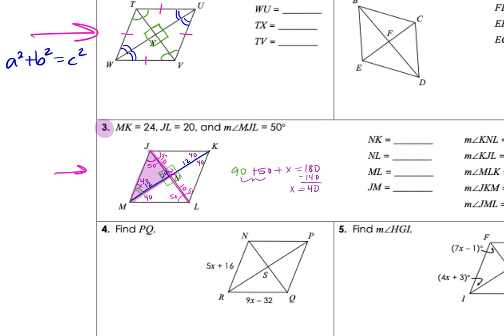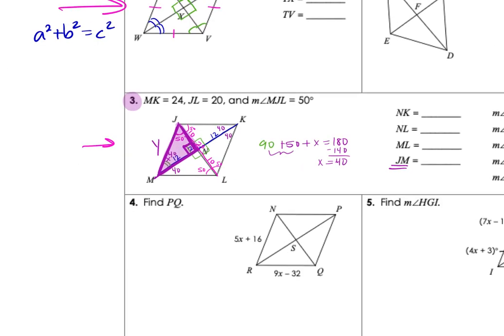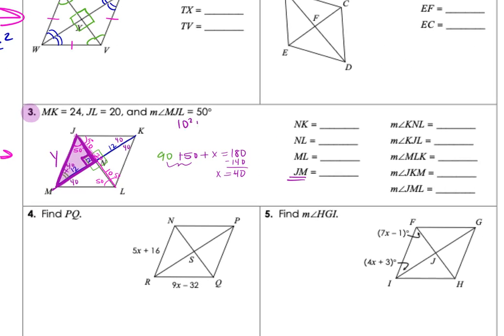So now if you look at what we know, they're asking for JM as one of their things. I know this is 10. I know this is 12. Let's call this y for now. That is a right triangle, and we know two of the sides. So here's where Pythagorean theorem is going to happen. It's going to be 10 squared plus 12 squared equals y squared. So that's 244 equals y squared, and then you're going to square root that.